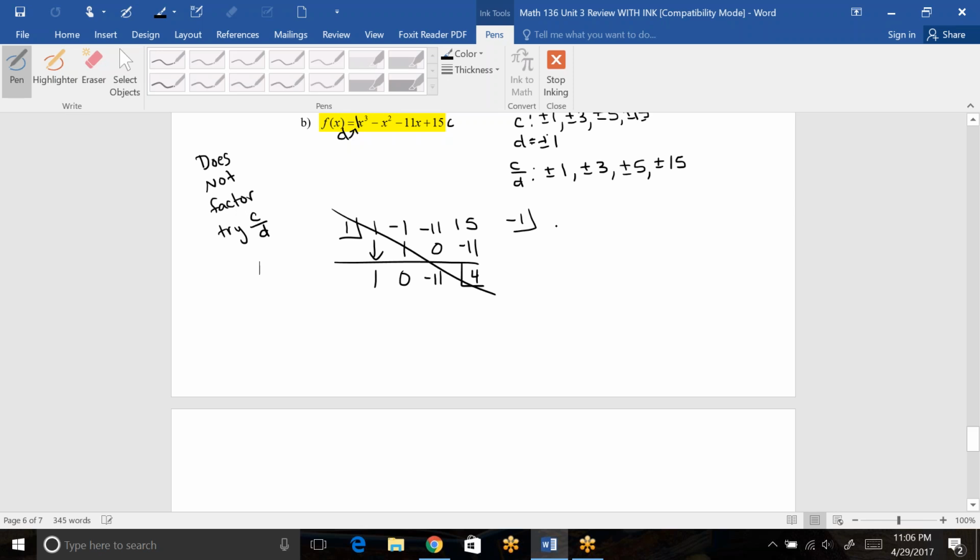Then we try negative 1. Same coefficients, 1, 0, negative 11, and 15. We bring down the first one, we multiply, so that would be negative 1. We add them, that would be negative 1. We multiply, negative 1 times negative 1 is positive 1. We add, that's negative 10. We multiply, notice that is 10, and 15 plus 10 is 25, also not 0. So it's not negative 1 or 1. So let's try 3.